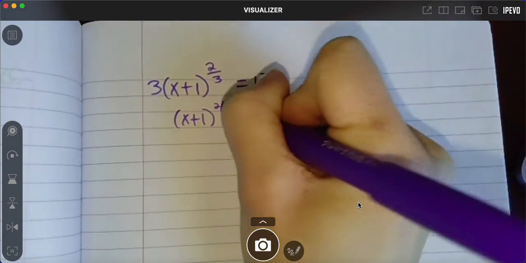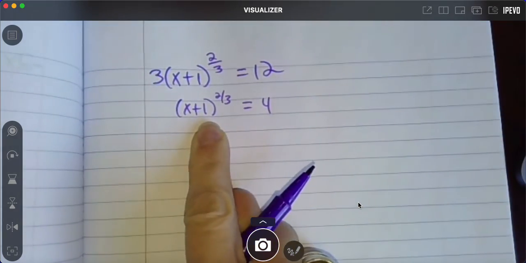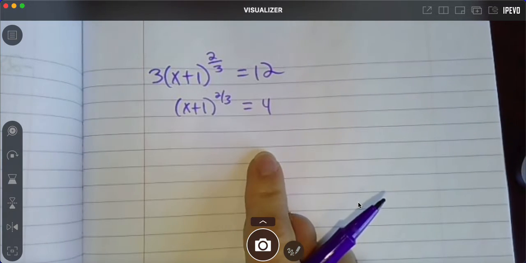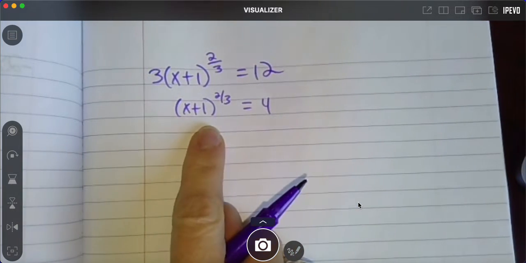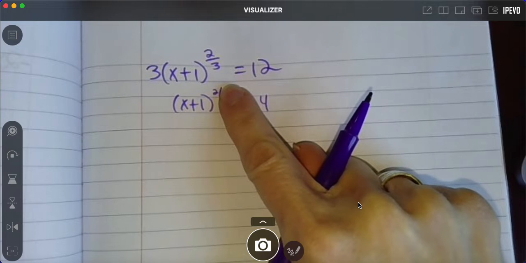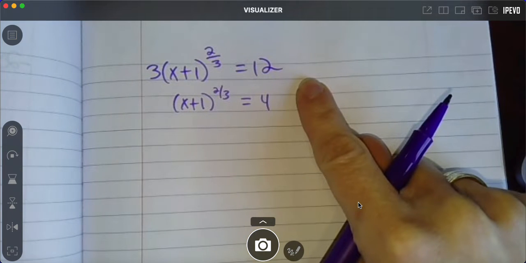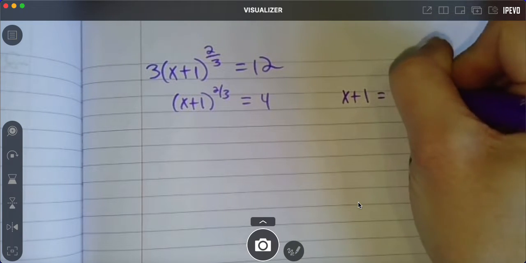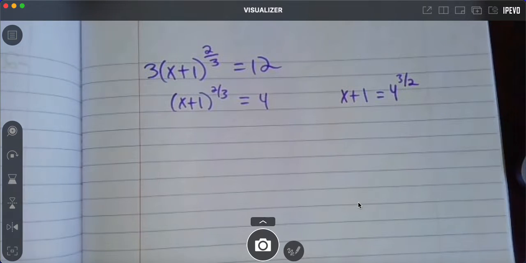I'm going to go ahead and write this again, although I would have changed it already. But does everybody see I just divided by 3? I moved my 3 over here. So I get a 4. Now, this part, what they do, I don't know. They just multiply by 3/2 up here, and they put 4 to the 3/2 to get rid of their fraction. So anyway, what I'm saying is they would get x plus 1 equals 4 to the 3/2.